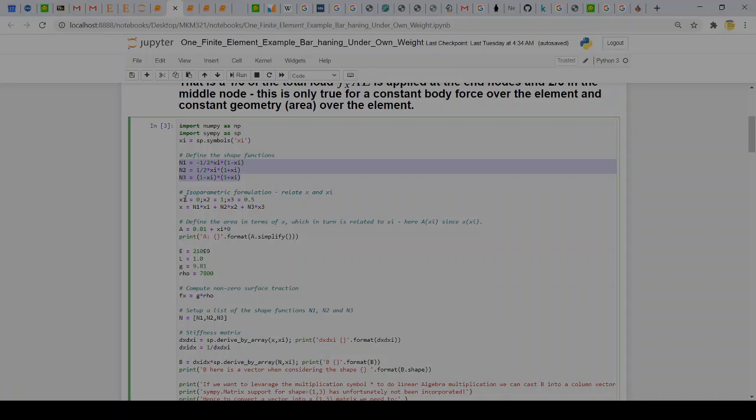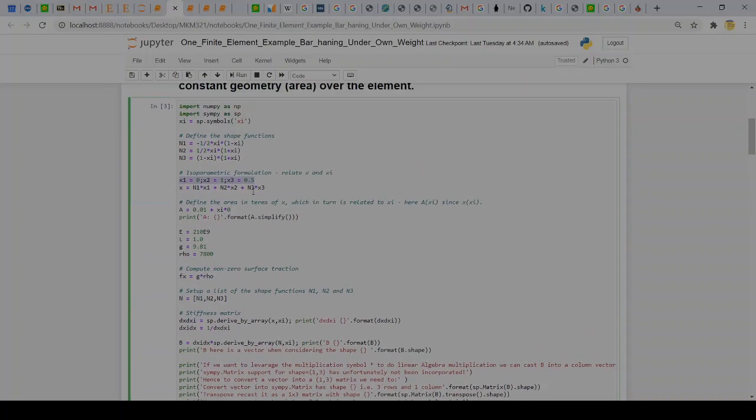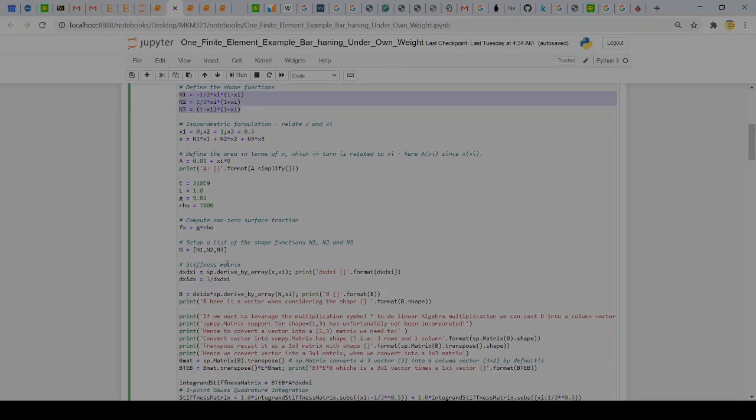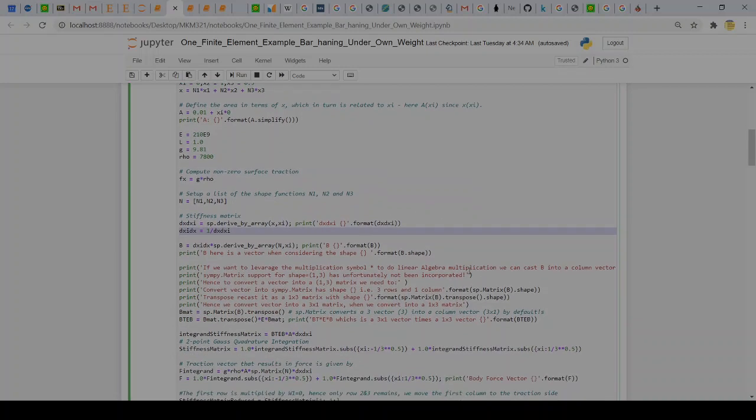So that's my suggestion. So here's essentially just the bar hanging its own weight. The bar's got again a length of 1. Here is essentially the shape function, the isoparametric formulation that we set up, all in symbolic form now, because psi is a symbolic variable, N1 to N3 symbolic, and then we just go through this derivation: derive the array x with respect to psi, get the dx/dpsi, and set up the B matrix, which is the derivative of the array N with respect to psi.